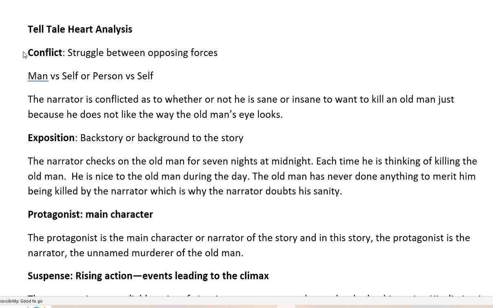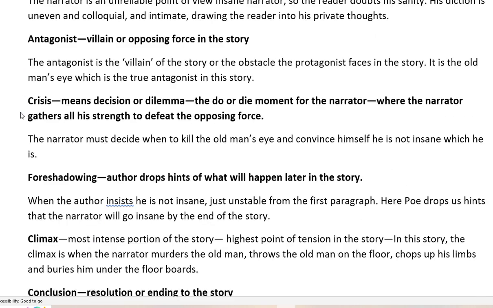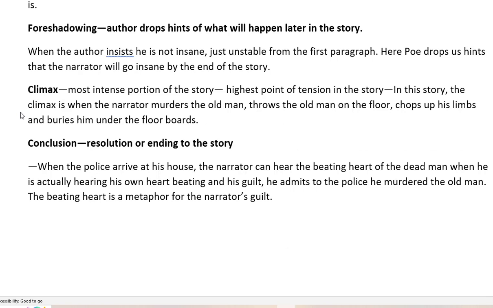And I just gave you an example of how you could do this for Telltale Heart. And I remember Telltale Heart being my favorite story, and it was really creepy too. We also did a few other Edgar Allan Poe stories as well.